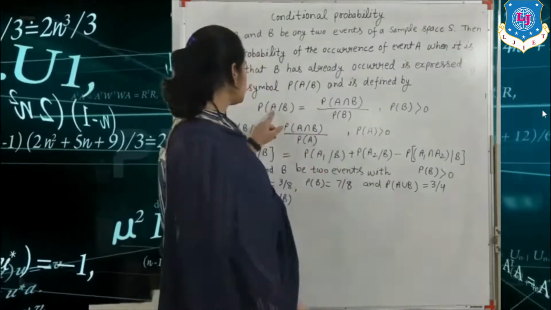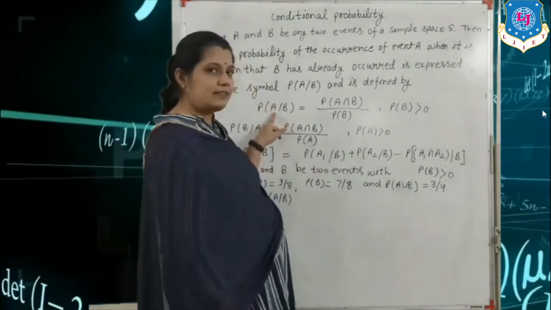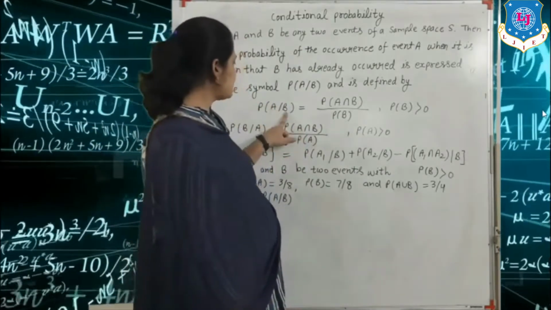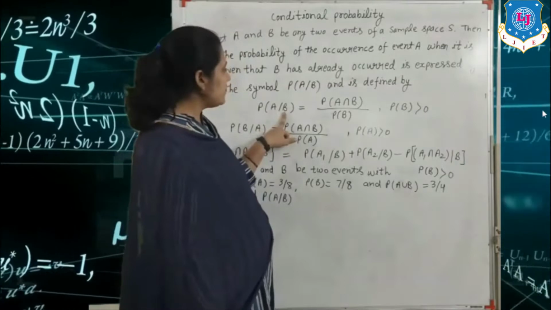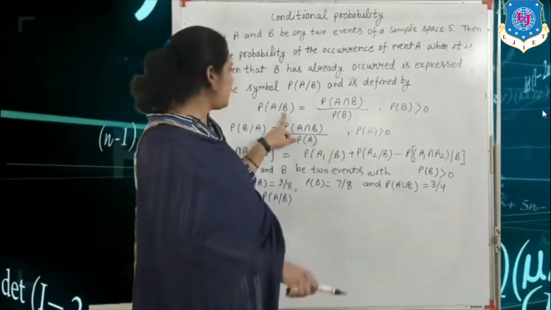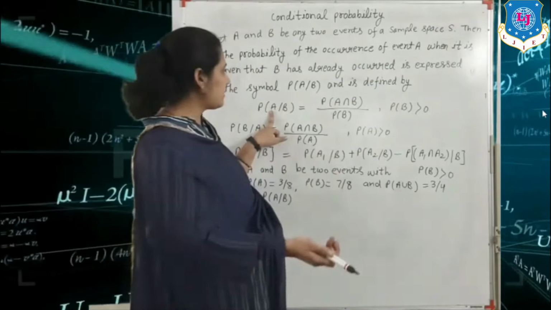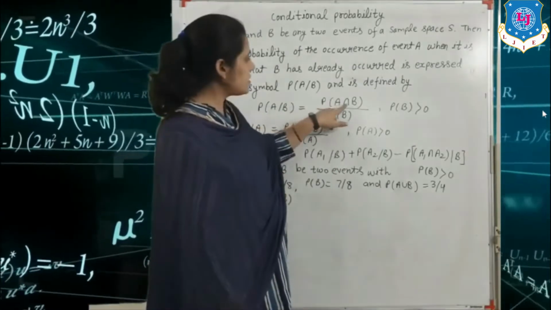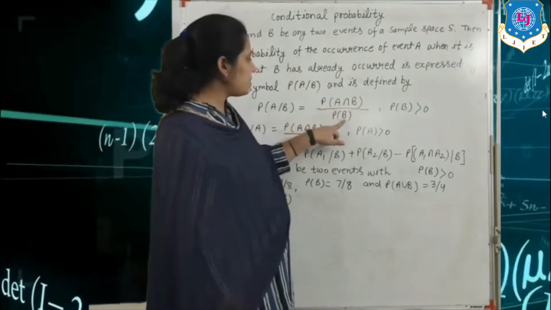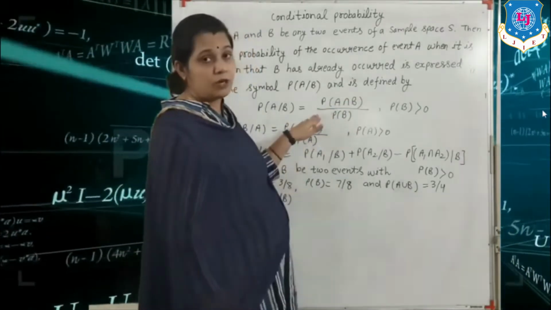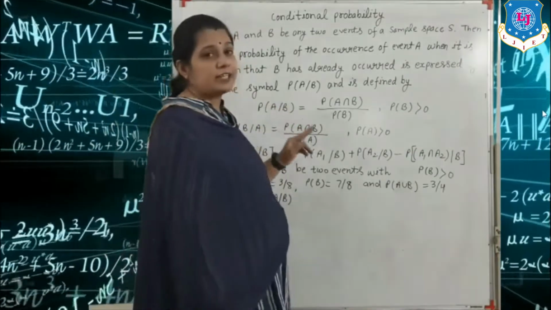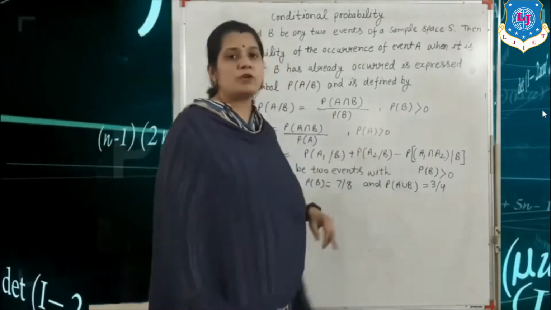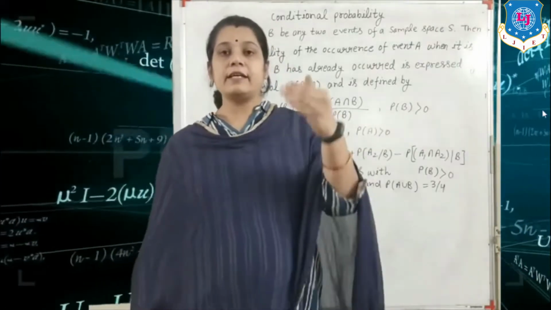And on the left hand side, we write the next event. So the probability of A slash B means B event has already occurred, after that A event is started. So probability of A slash B is equal to probability of A intersection B divided by probability of B. This is the formula of conditional probability, if we are given only two events, two conditions. And here the condition is that probability of B is always greater than 0.